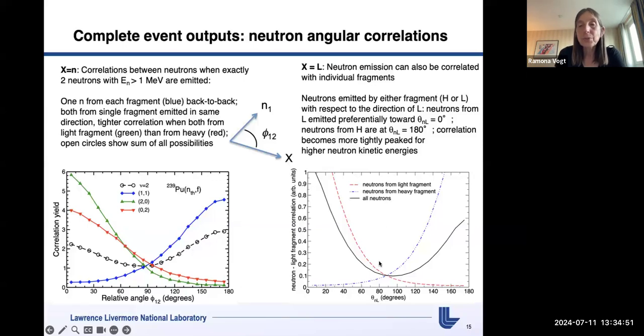And if the neutron is emitted, on the other hand, if you have neutron light fragment correlations, then if the neutron is emitted by the light fragment, it's going to follow that light fragment. It's going to be peaked at 0 degrees and nothing at 180. If it's coming from the heavy fragment, then that correlation is strongly peaked over at 180 degrees. But the contributions from all of them look like this. Sharper at 0 degrees, but still a little peak at 180.